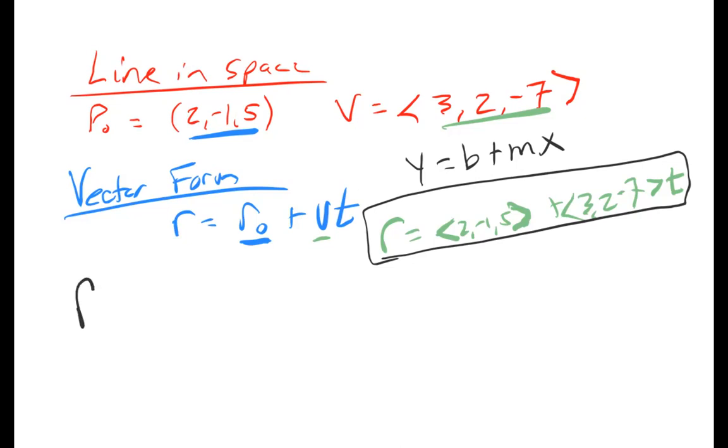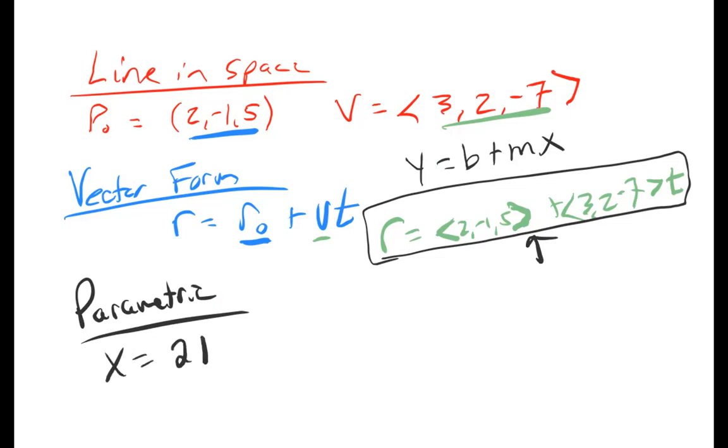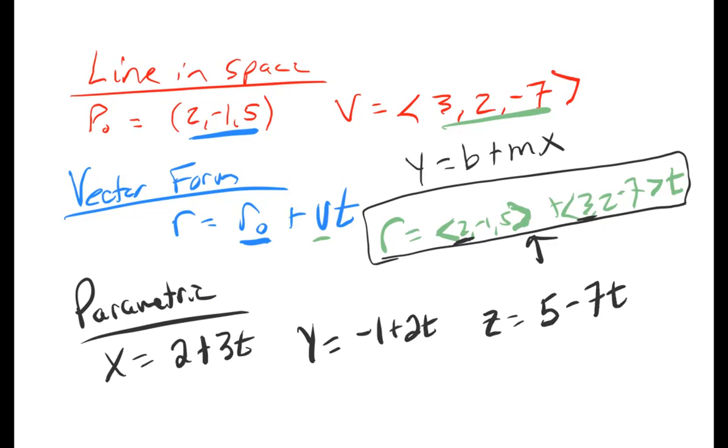Now, if we're going to go to parametric form, we can work off of this one right here. Our x component is going to be 2 plus 3t. That's our x component. y is going to be -1 plus 2t. It's like our initial point plus our direction. Now I'm going to let somebody else figure out what our z component would be. 5 minus 7t, that's correct. Yep, we could go plus a negative if you want to.